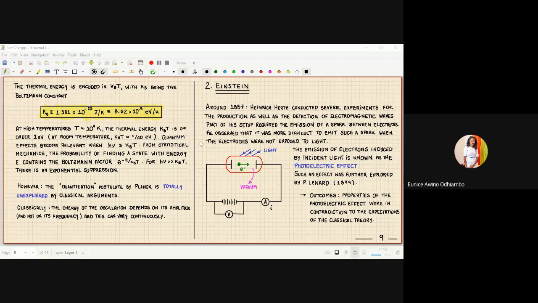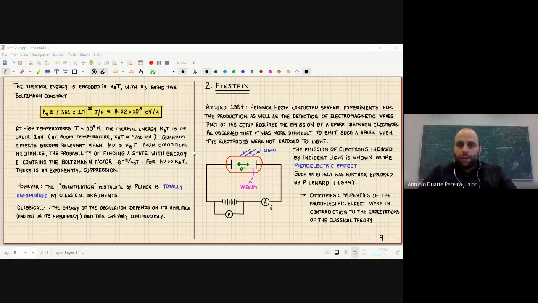Okay, so now we are starting the second part of the second lecture. And the main conclusion of the first part was that radiation exchanges energy with atoms just in specific values, namely integer multiples of h nu, where h is the Planck constant, and nu is the frequency of the radiation or the frequency of oscillation of the atom.